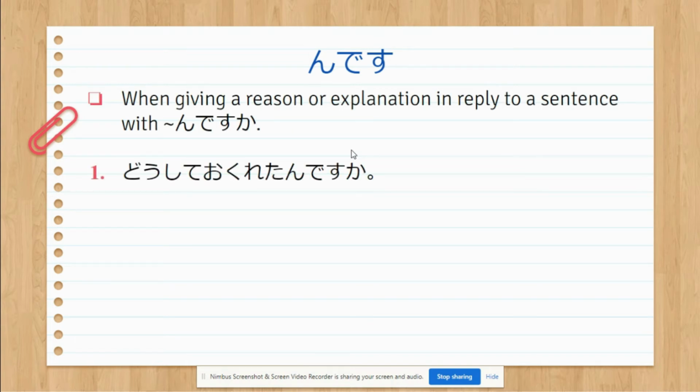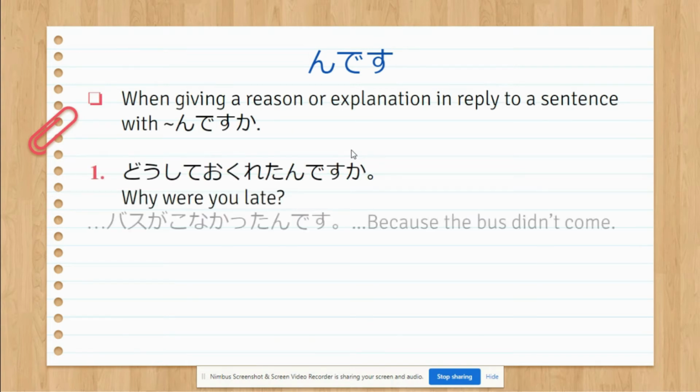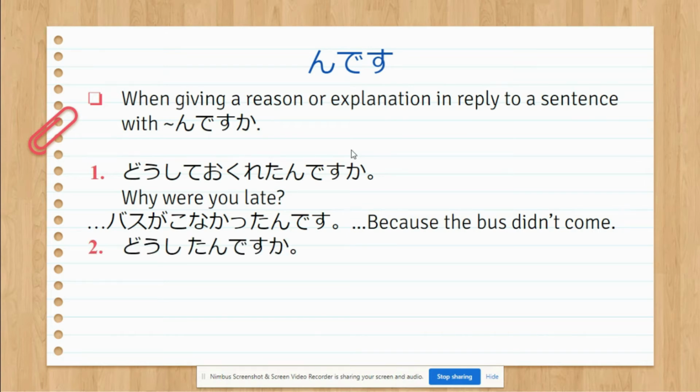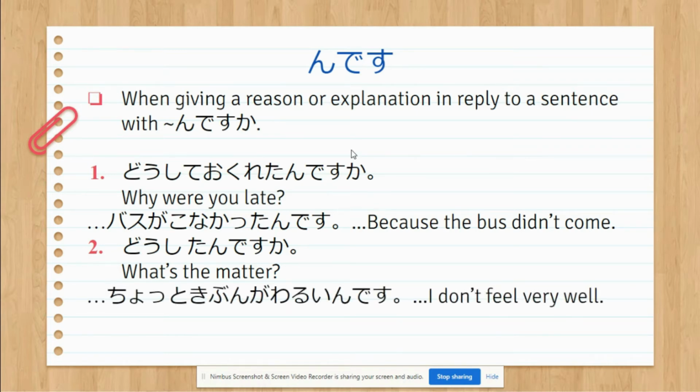どうして遅れたんですか? Why were you late? バスが来なかったんです。Because the bus didn't come. 何ですか? What's the matter? ちょっと気分が悪いんです。I don't feel very well. So when you're trying to give a reason or an explanation, you use en desu.